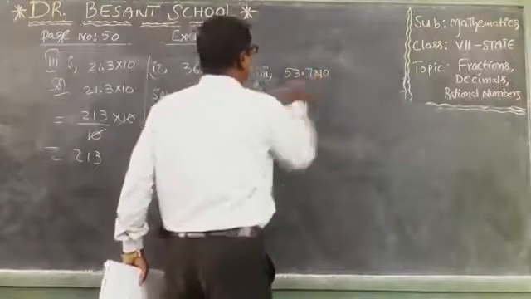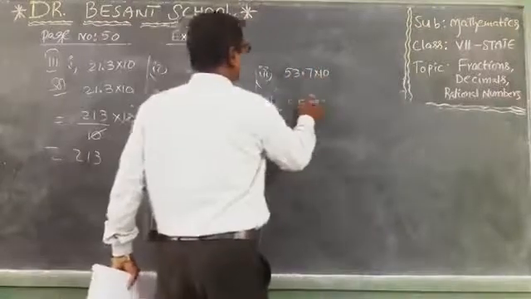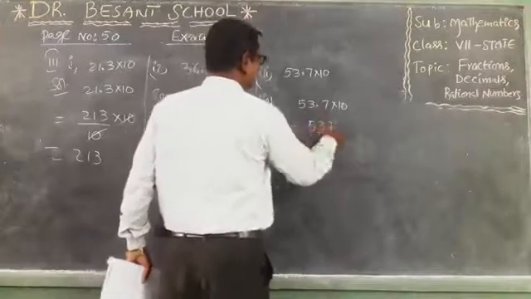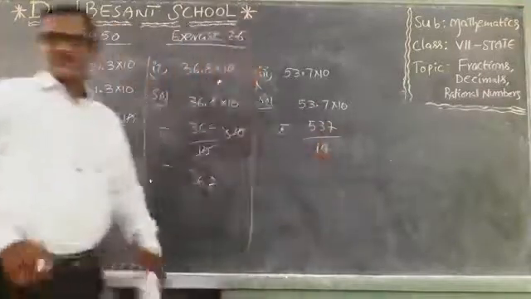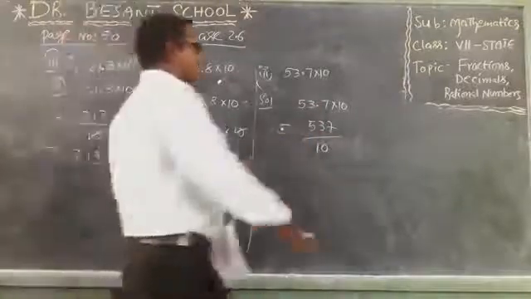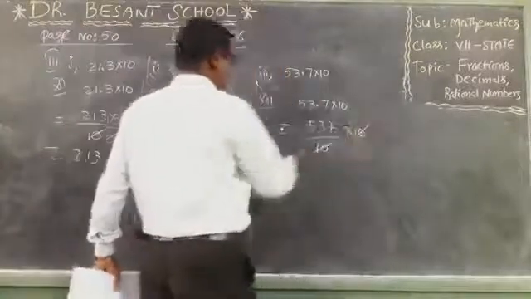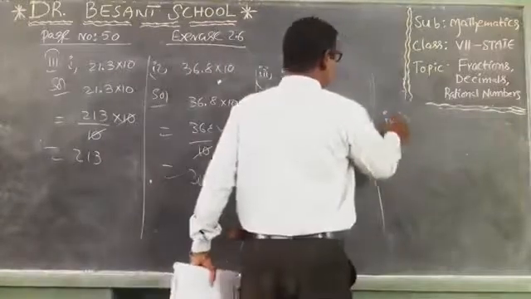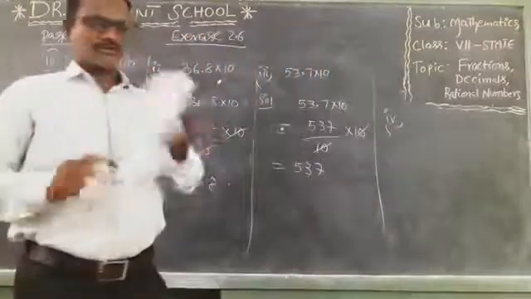Come to the third problem, 53.7 into 10. It can be written as 537 by 10. Why? Because point after one digit is there, so 537 by 10. Into 10, so 10 cancels, it is 537. Okay children, this is the fourth one.